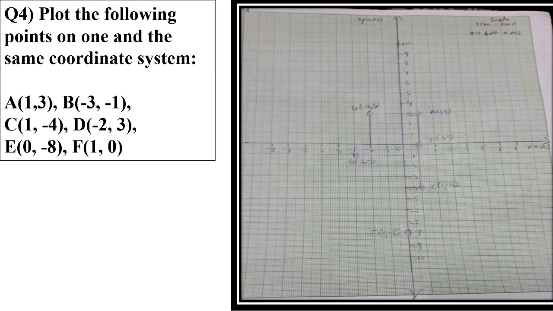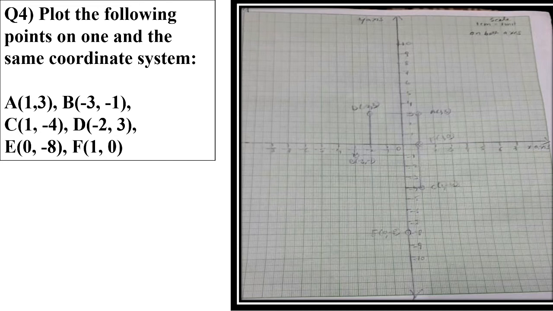Say point B is minus 3 and minus 1. Both are negative numbers, means it will lie on the third quadrant. So x coordinate is minus 3, y coordinate is minus 1. Point C is given 1 and minus 4. So x coordinate is 1, y coordinate is minus 4. It means it will lie on the fourth quadrant. You can see in this graph page.